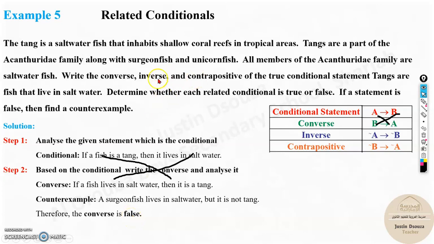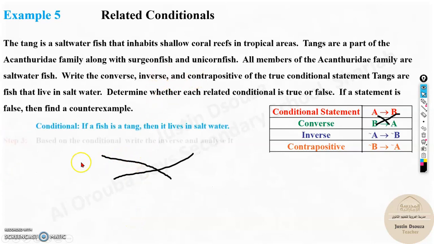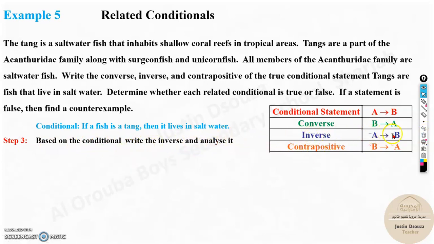Now we will go to the next one, inverse. So the conditional was given. If a fish is tang, then it lives in salt water. Now, based on the conditional, write the inverse and let's analyze it. Inverse is negation of A and negation of B. So over here, if a fish is not a tang, then it does not live in salt water. Now, looking at this, how do we write this? Just add not and not over here. If a fish is not a tang, then it does not live in salt water.